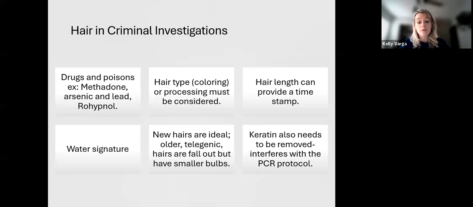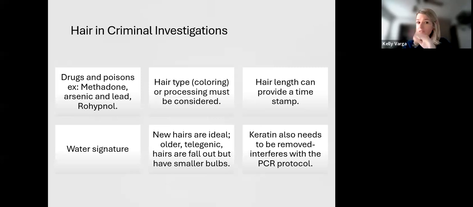The other thing we really need to keep in mind is that keratin itself, the molecule structure that helps to create your hair, needs to be completely dissolved in various types of chemicals to get to just the bulb or to that mitochondrial DNA, because keratin itself can actually interfere with the PCR protocol. It can interfere and not produce the correct signaling.